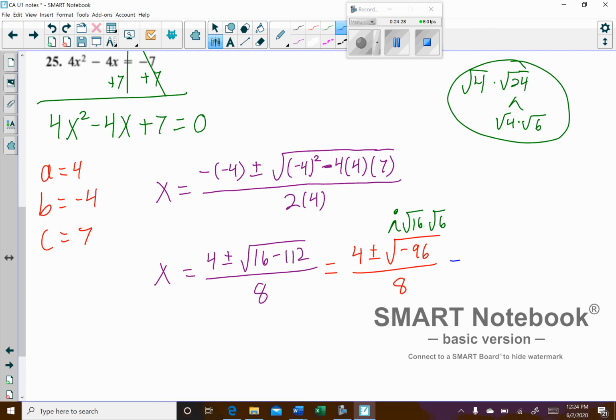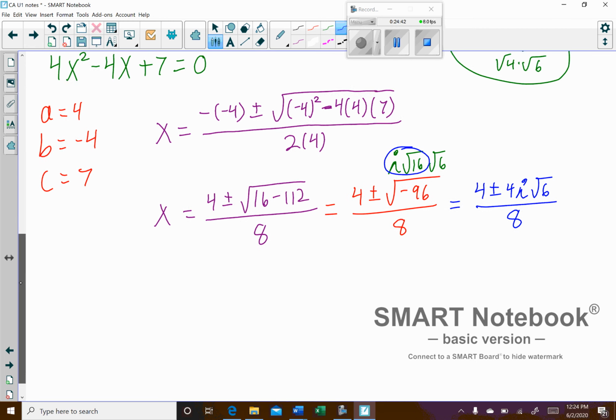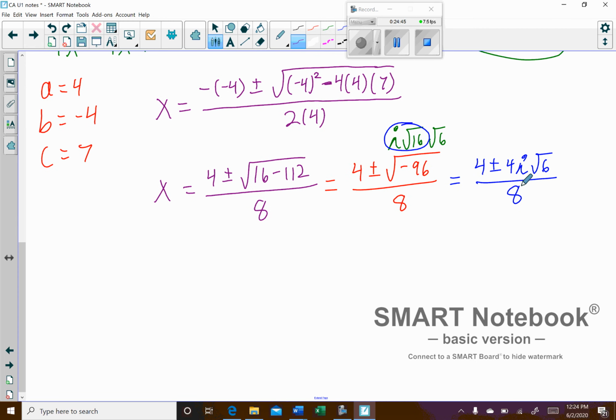So let's see where we go from here. So now we're going to have 4 plus or minus 4i. I got that from right here. And then I'm still going to have square root of 6. And then all divided by 8. Okay. Now, here they are all divisible by 4. So we'll go ahead and do that. So we're going to get 1 plus or minus i square root of 6, all divided by 2. All right, that does it.